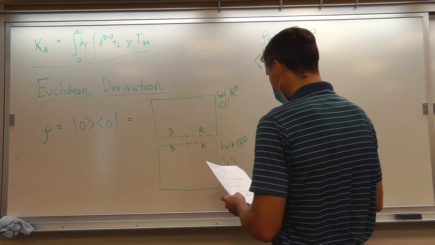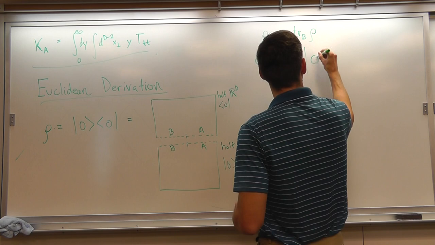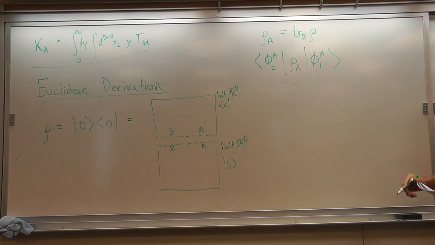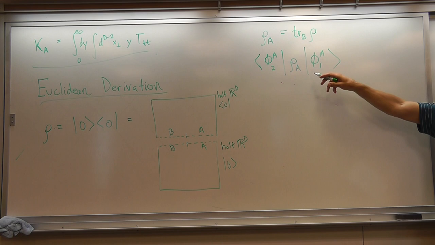I'm going to calculate the matrix elements of this thing just because it's a little clearer. So the matrix elements of rho A look like this. This notation, phi 1A, means field data on region A. Okay, so matrix elements of rho A, if we want to work in the field basis, we should feed it field data in region A twice.